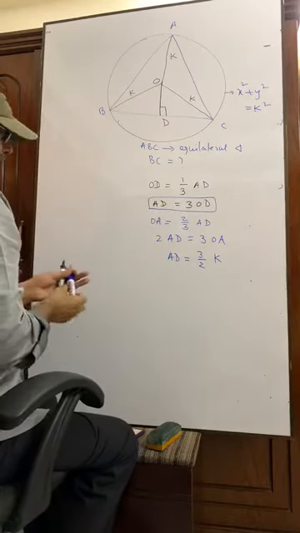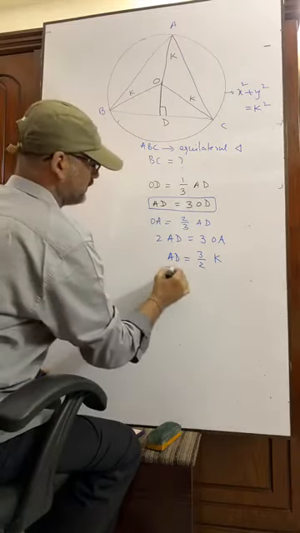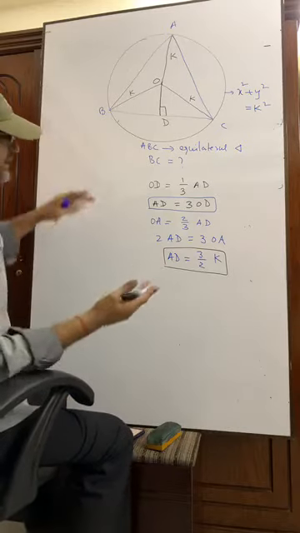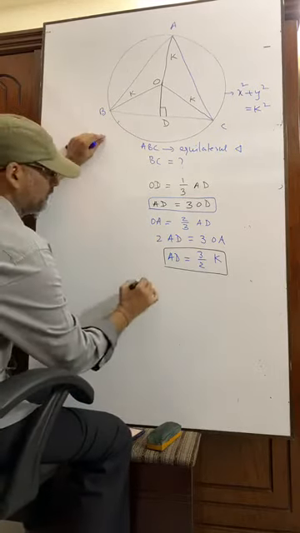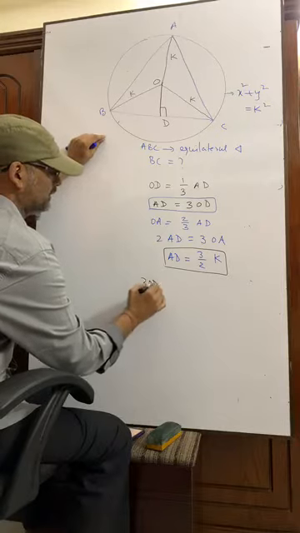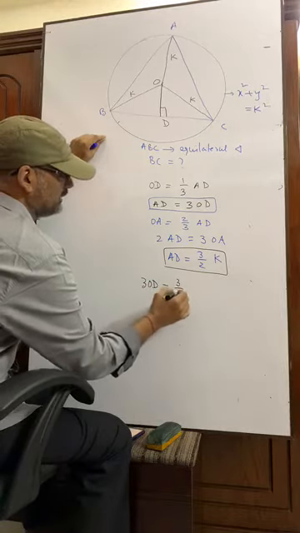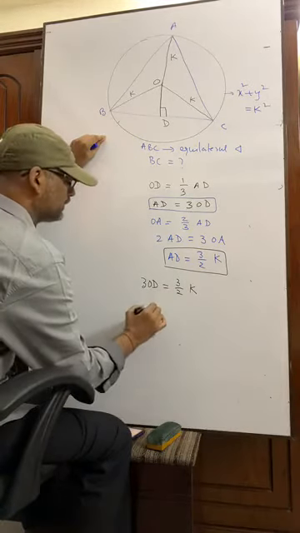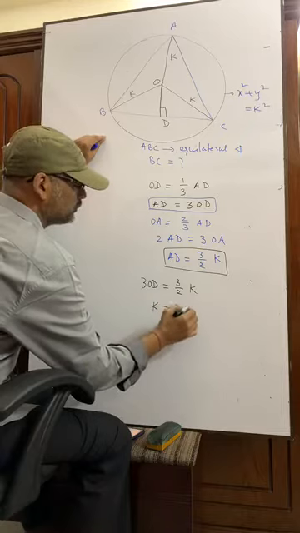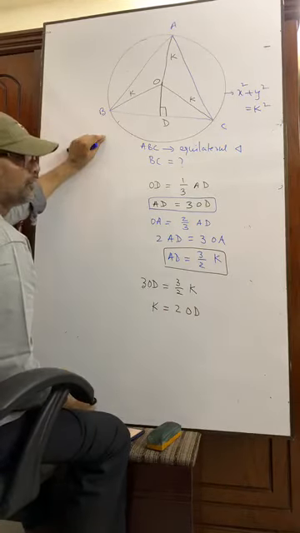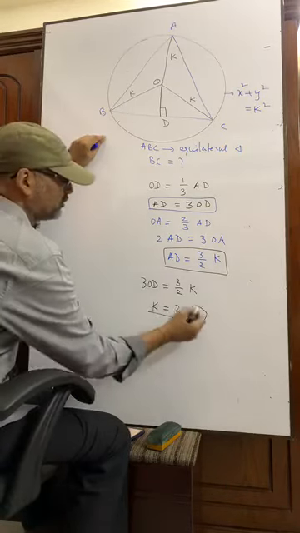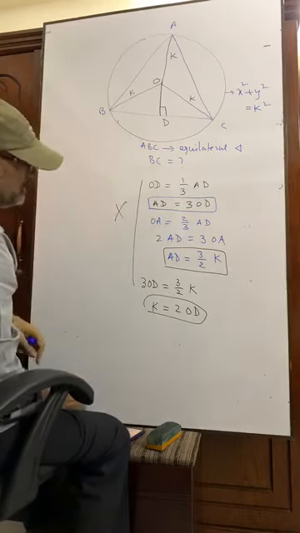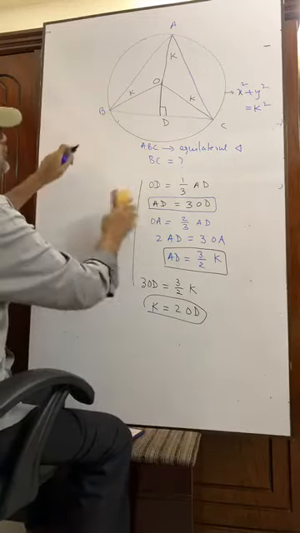They are equal. So you can easily find it also. So we are getting 3 OD is equal to 3/2 K. So K equals to 2 OD. It can be easily found also. It is a formula. No need to do this. Just I am showing you. So actually we are getting K equals to twice OD.